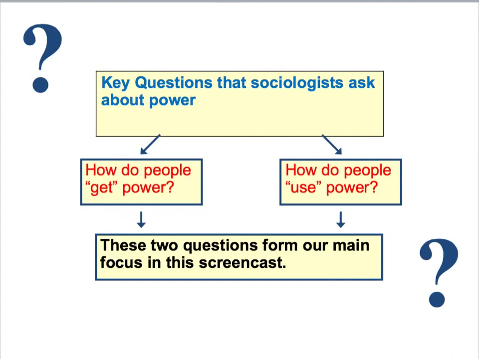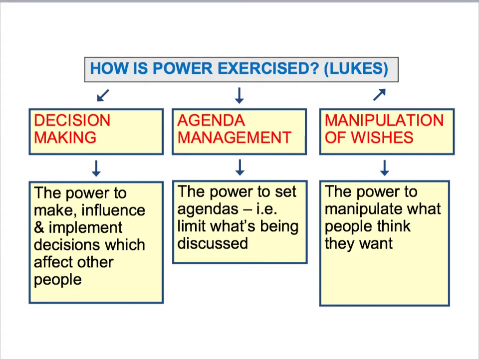Okay, let's finish this screencast by looking at this other key question that sociologists ask about the nature of power. How do people use power? How is power exercised? And according to Stephen Lukes, there are three main ways in which power is exercised, what Stephen Lukes has famously called the three faces of power. And they are decision making, agenda management, which is also sometimes called non-decision making, and then the manipulation of wishes, which is what sociologists would often refer to as ideological power.